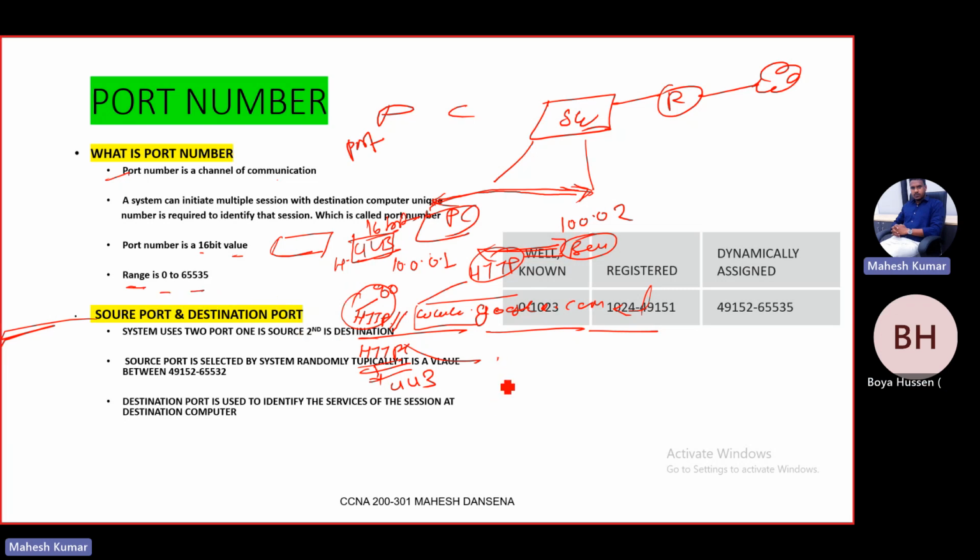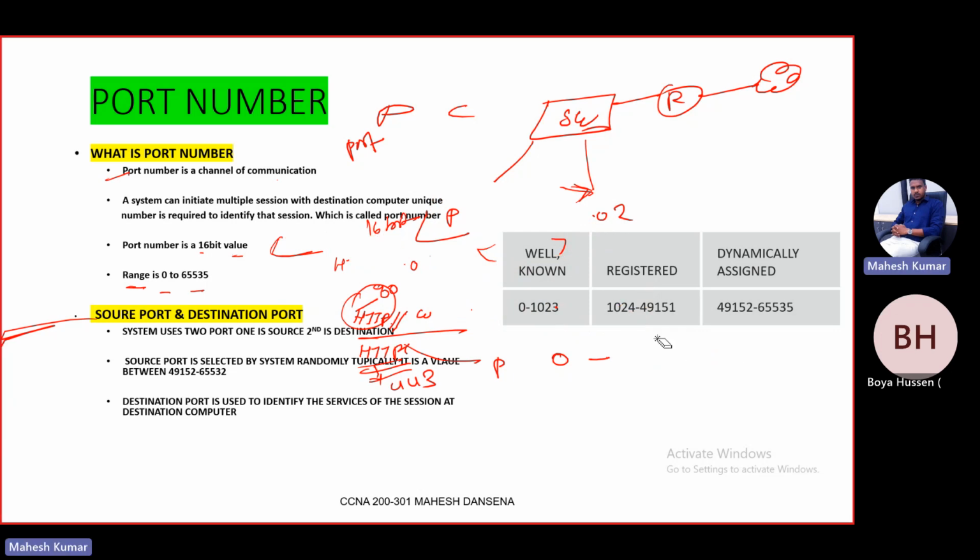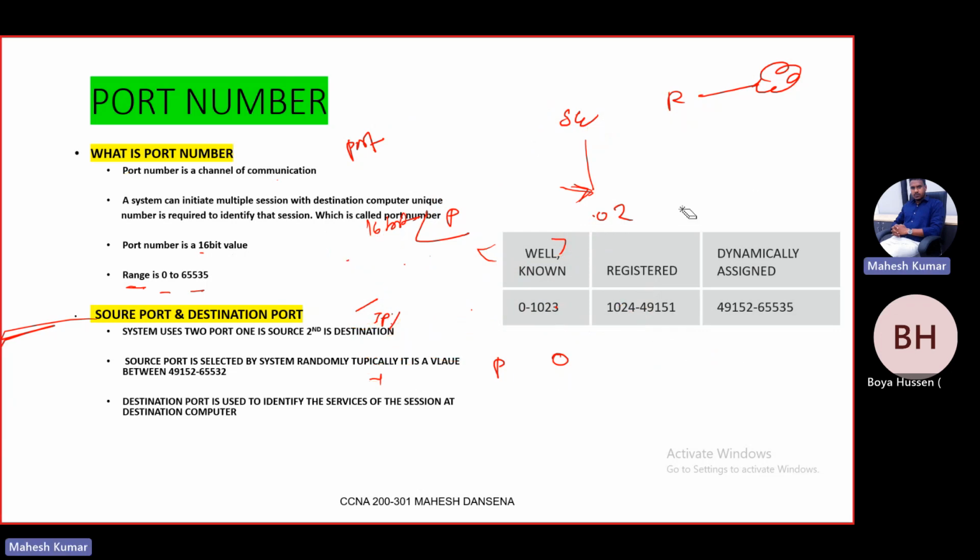The port number has some limitation, that is 0 to 65,535. Some port numbers are known, and port numbers are divided into three parts: well-known, registered, and dynamic. Dynamic means automatically assigned, and well-known means already registered.